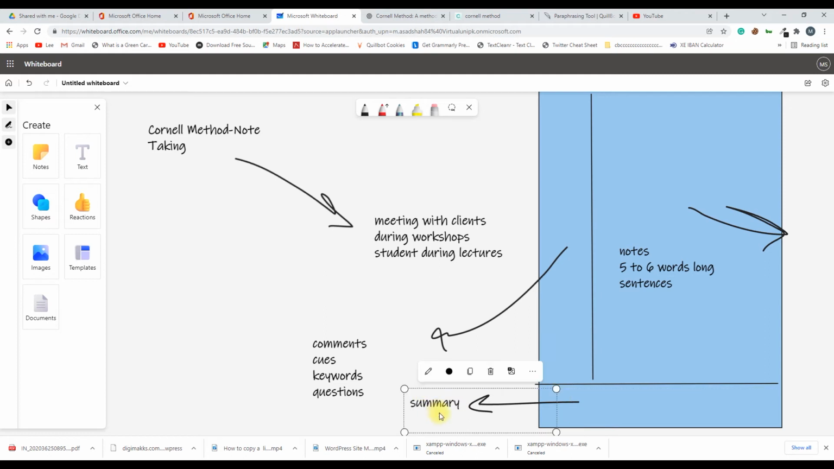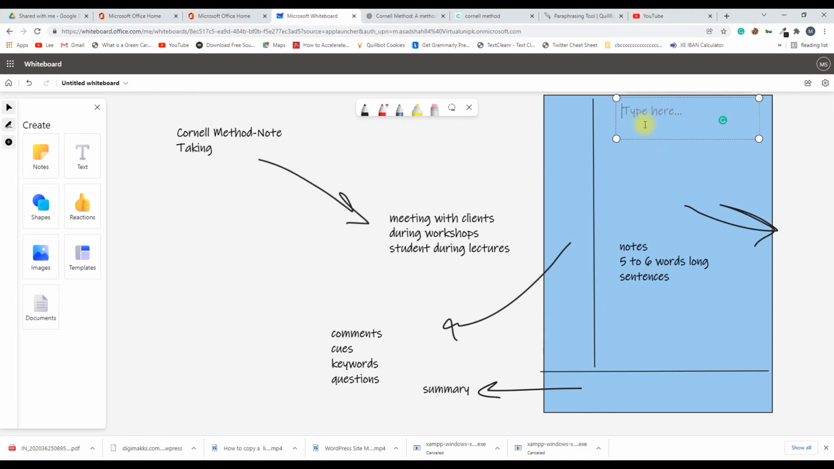One more thing, at the top of the page, this is where we write the heading or agenda of our meeting. When we are recording a lecture or taking notes during a meeting, we write the notes over here and the keywords over here. Then after the meeting or the lecture is over, we write the summary of whatever we have understood or taken from the meeting.